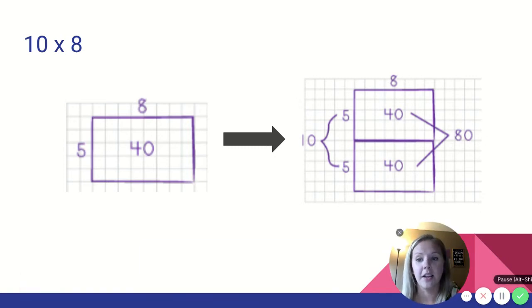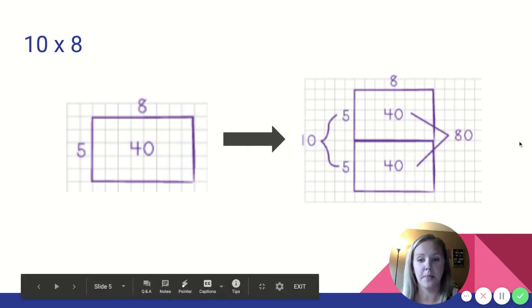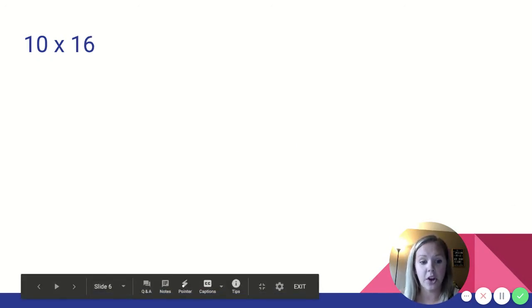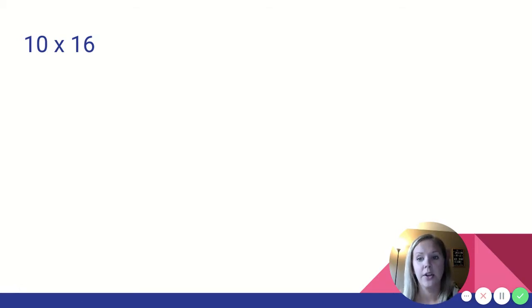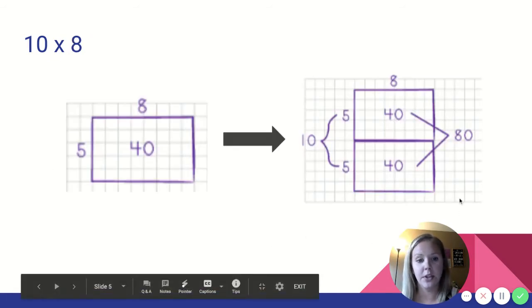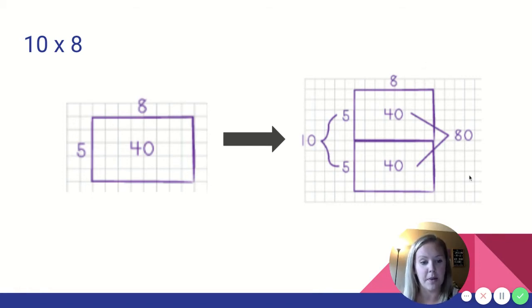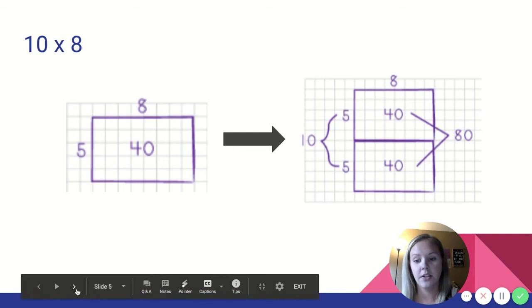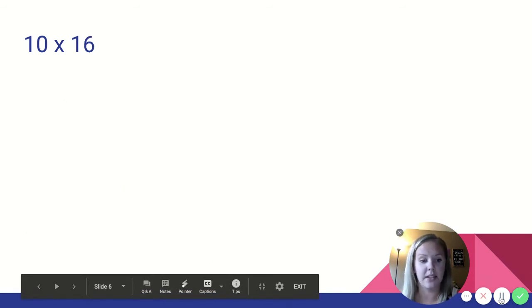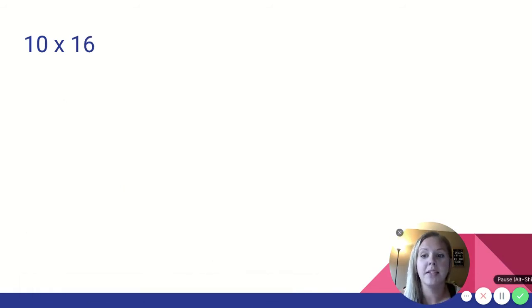So let's try it again. Let's double another number in this problem. So now let's try 10 times 16. Notice here, the 10 stayed the same from the last one, but the 8 doubled to become 16. So think about how you can use this area model right here, this 10 by 8 area model, which gives us an area of 80, to solve 10 times 16. So when we moved from 10 times 8 to 10 times 16, the 8 has now doubled. Okay, so we're going to double our area model again.